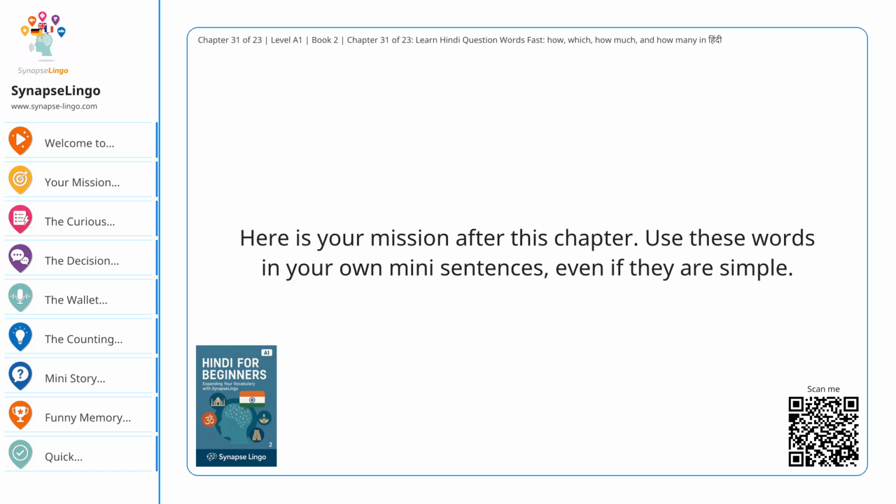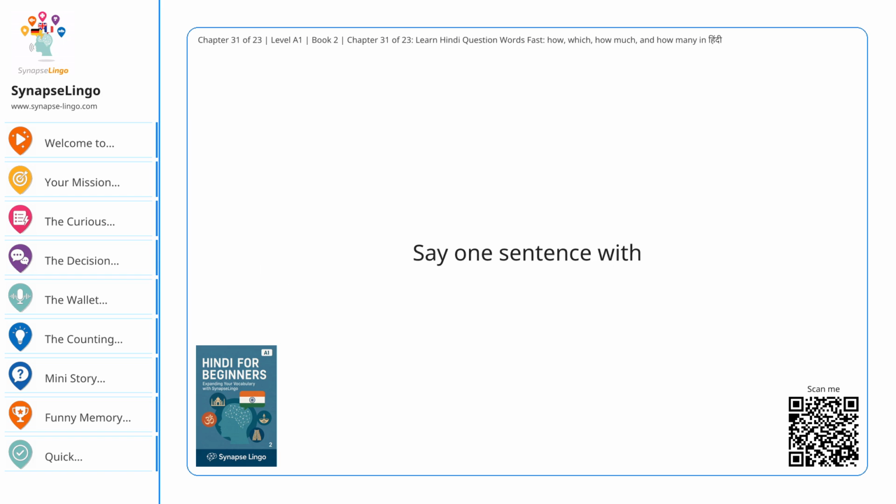Your real life challenge. Here is your mission after this chapter. Use these words in your own mini sentences, even if they are simple. Say one sentence with कैसे? Like, ये कैसे काम करता है? Say one sentence with कौन सा? Like, कौन सा सही है? Say one sentence with कितना? Like, ये कितना है? Say one sentence with कितने? Even if it is just कितने? with a counting gesture.